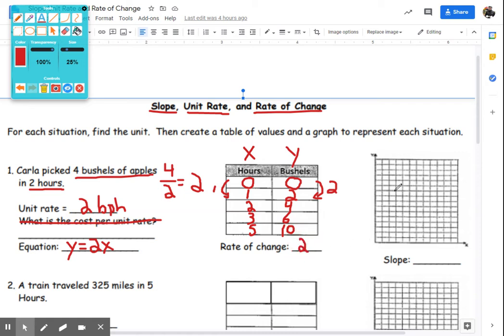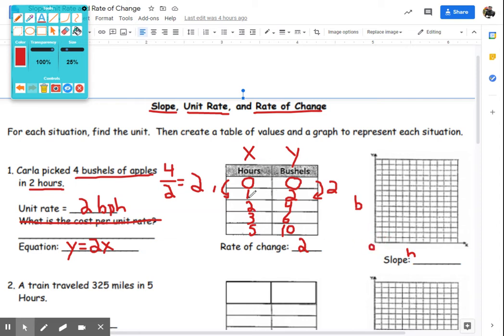All right, so now let's graph it. Here's my X-axis, here's my Y. X is going to represent our hours. I'm just going to put an H here for hours. B, I'm going to put for bushels on my Y-axis. And then let's number our graph. So our origin, where X and Y meet, is 0, 0.